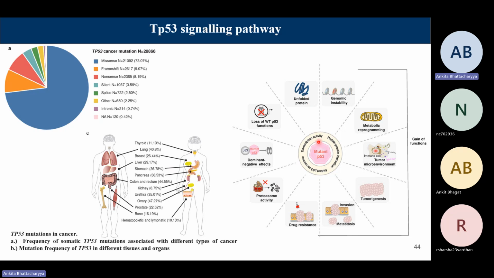So you can see that mutant TP53 leads to altered transcriptional activity via unfolded protein generation, loss of wild type p53 function, dominant negative effects. Then for mutant TP53, proteasomal activity is not going to function properly. There can be drug resistance, invasion and metastasis. Apart from that, via PPI, you can see that genome instability comes up, metabolic reprogramming occurs, TME is affected, and tumorigenesis is very common.